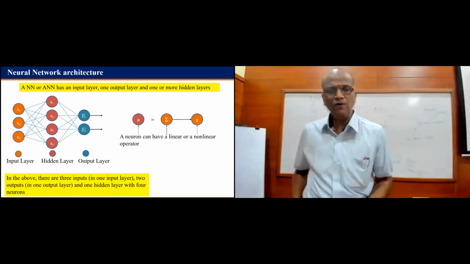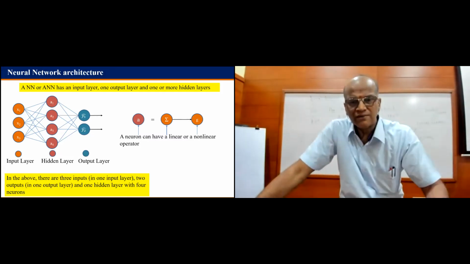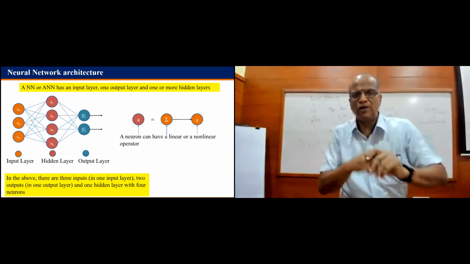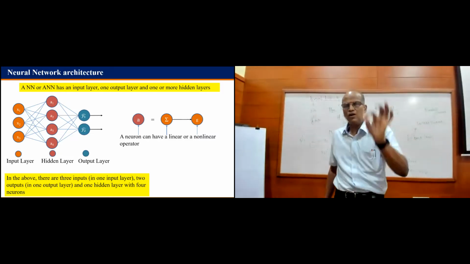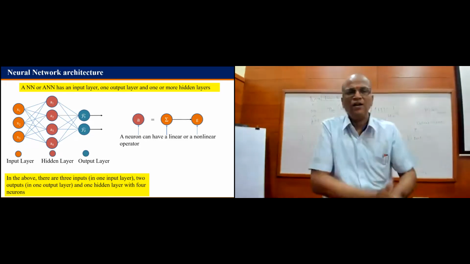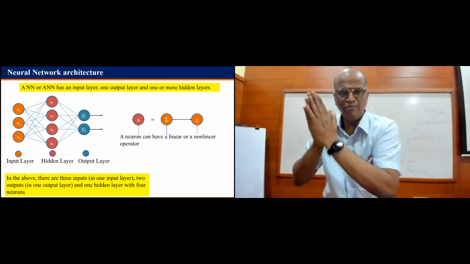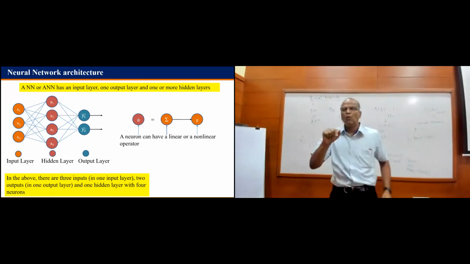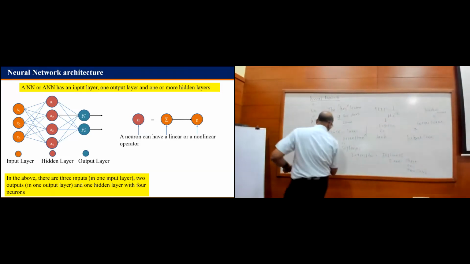Now, in the above architecture, there are 3 inputs in one input layer, 2 outputs in one output layer, and there is one hidden layer with 4 circles which are called neurons. So there are 4 neurons of maroon color, 3 inputs of orange color, and 2 outputs in blue color. Traditionally in neural network terminology, we write the prediction as Y hat, because Y is for data.